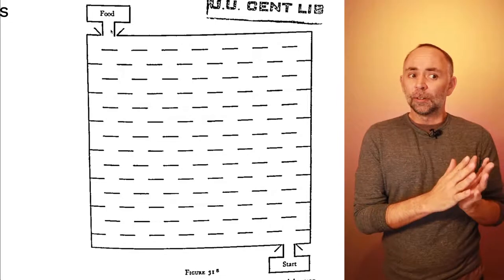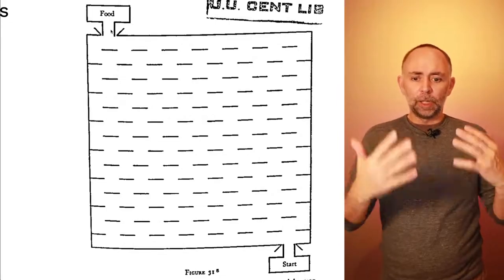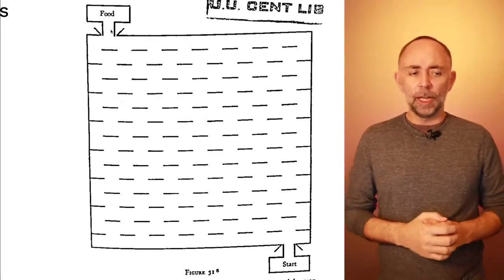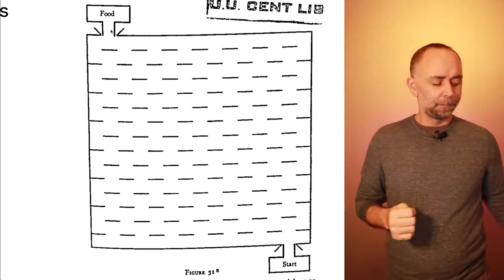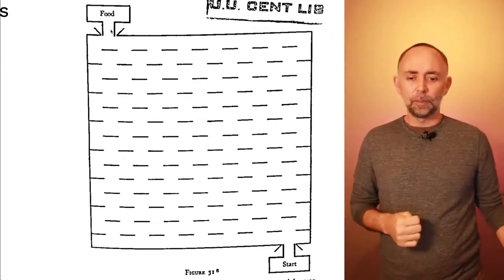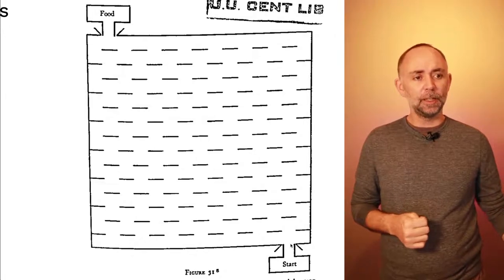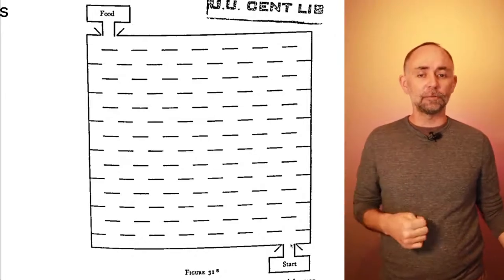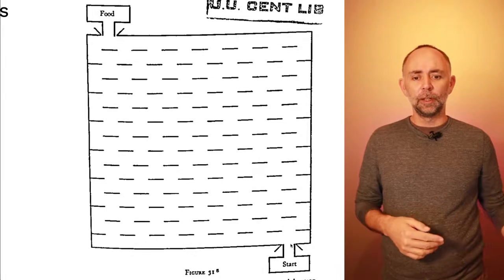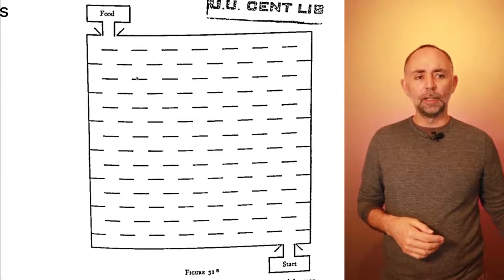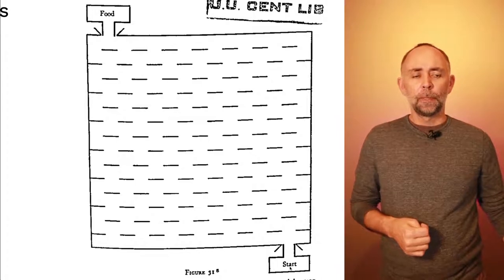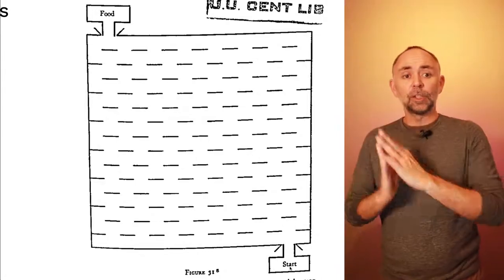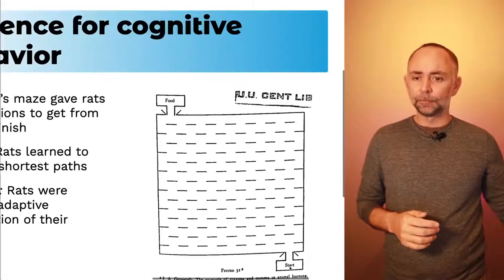So some ways are less efficient. You have to expend more energy as an animal, and other ways are more efficient. You can get there quicker. What happens if you put a rat in this maze and let them get some practice running through it? Will they just go around randomly? Will they take the longest route? Will they learn to find the shortest path?